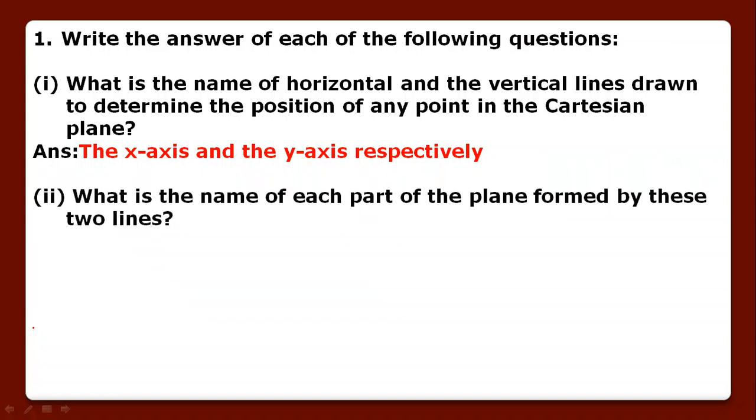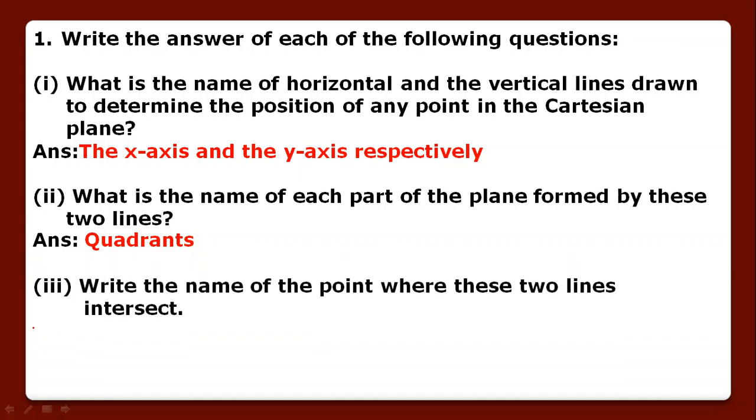Second question, what is the name of each part of the plane formed by these two lines? When these two lines intersect at one point, वो कार्टेशियन प्लेन को चार पार्ट्स में डिवाइड कर देती है. That are called quadrants. Write the name of the point where these two lines intersect. We have to name that point जहाँ पे x axis and y axis intersect करती हैं. That is called the origin.